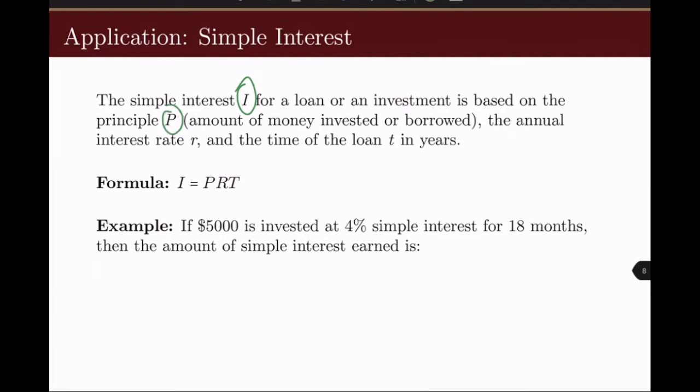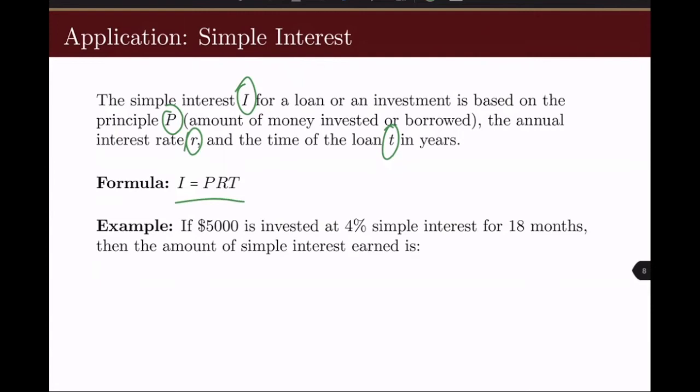The principal, I like to think of it as like original. So like if you borrowed a loan for $5,000, your principal would be $5,000. If you invested $2,000 in a stock, your principal would be $2,000. It's like your original one. The annual interest rate is denoted R, and the loan time is T for time, and it's generally in years. And then our formula is I equals PRT.